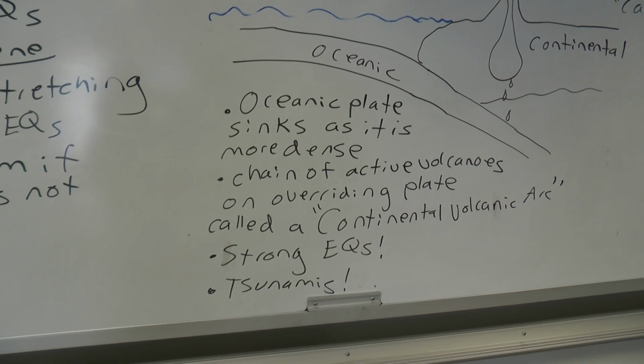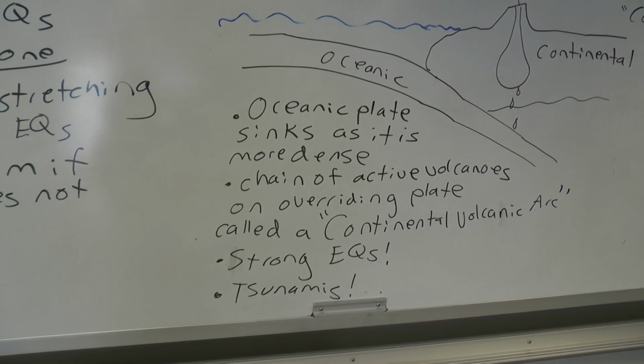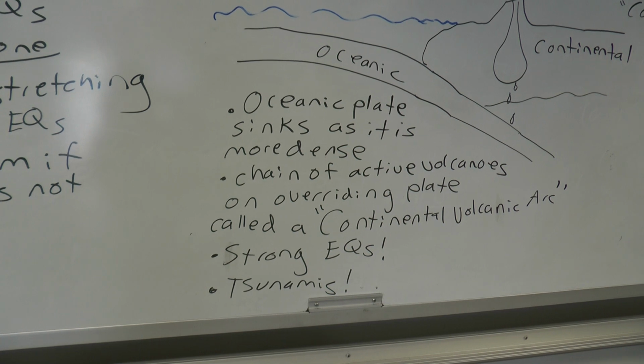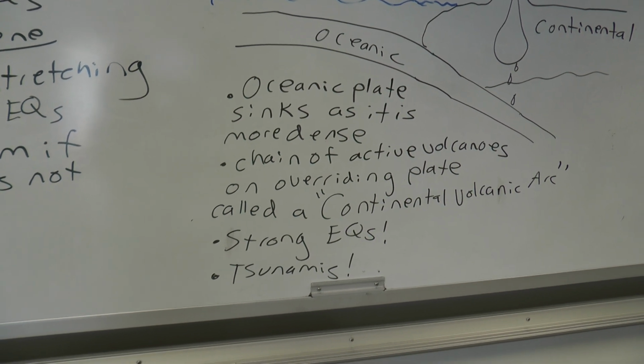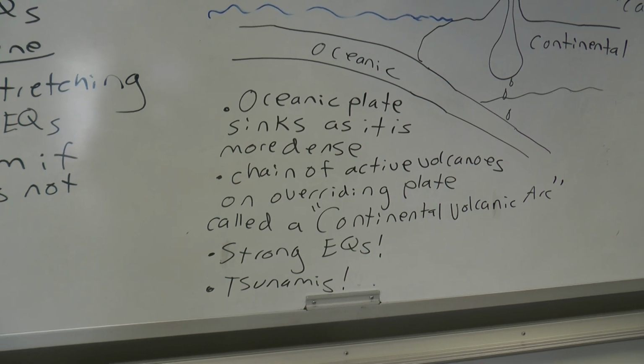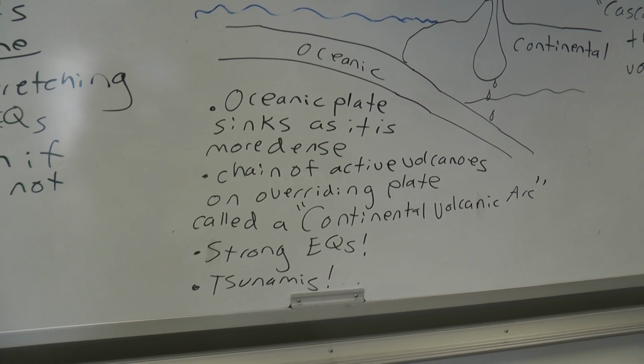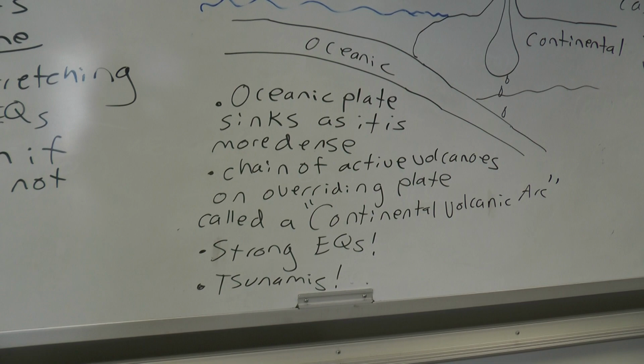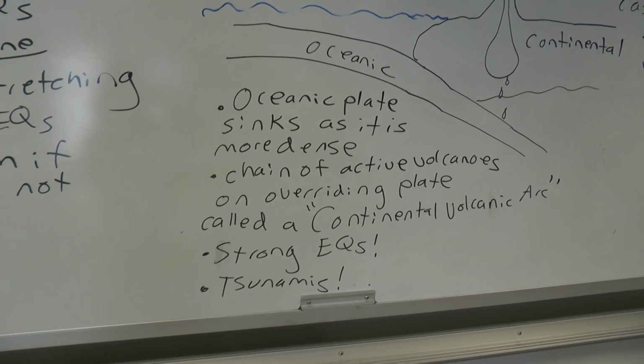What happens here? Well, the oceanic plate sinks as it is more dense than the continental plate. We will have a chain of active volcanoes on the overriding plate. We call that a continental volcanic arc. A good example of a continental volcanic arc would be the Cascades in the Pacific Northwest.